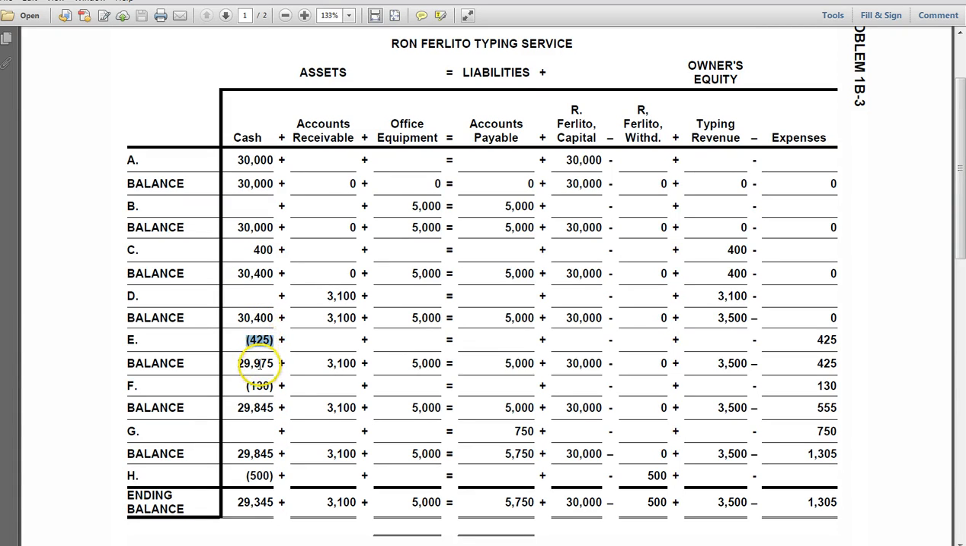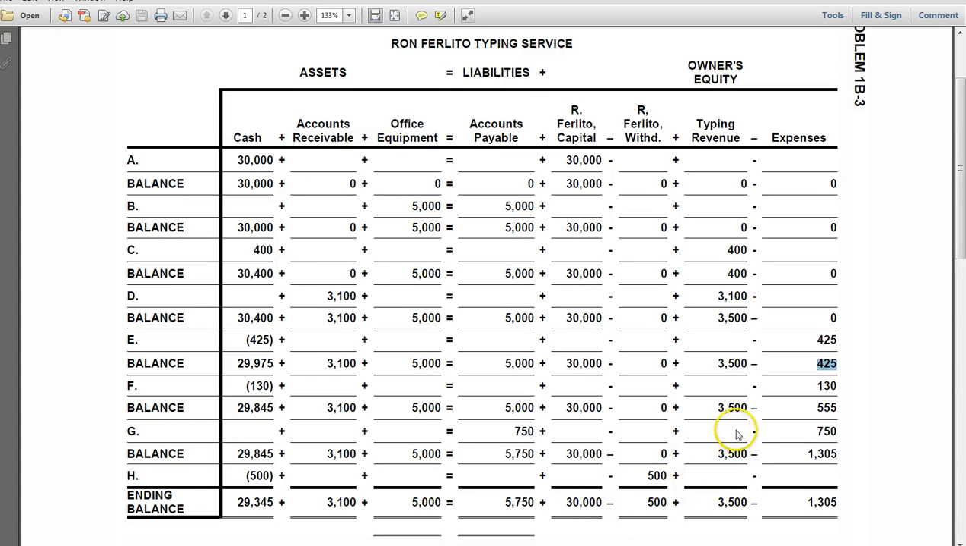And you can see the reduction to cash. You still owed the 5,000, so you drop that, you drop that, you drop this, you drop that. You still have the accumulation of the revenue for 3,500, and now you've got the expense incurred on the books for 425. Transaction F, paid office supplies expense for the month. Apparently you bought them, you used them, so it looks like you're expensing them for $130 right away.